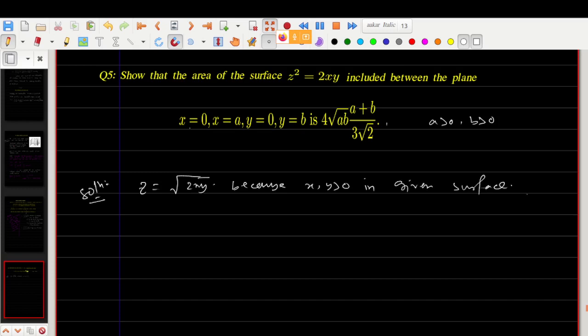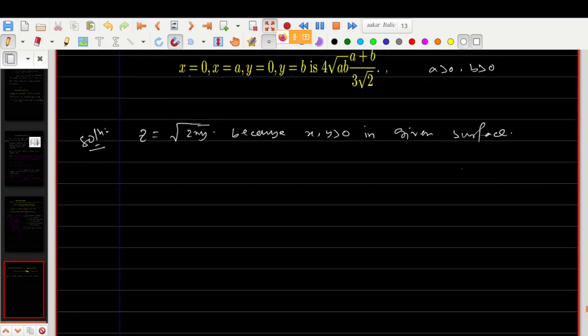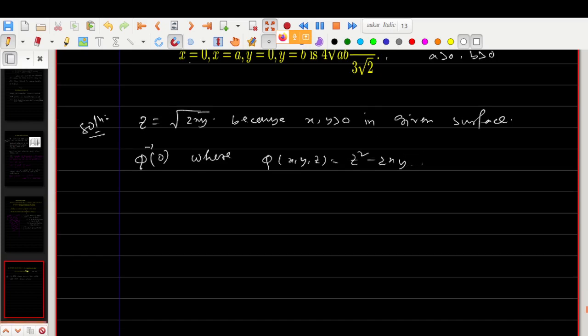So, as in case 1, you have expressed your surface in the form z equals a function of x, y. That is nothing but the level set, phi inverse of 0, where phi of x, y, z is z square minus 2xy. And phi is a scalar valued function. So this is one particular case where the surfaces come as level sets of some smooth function.